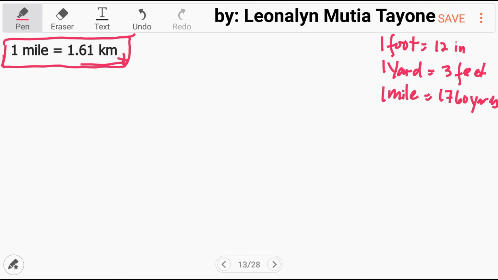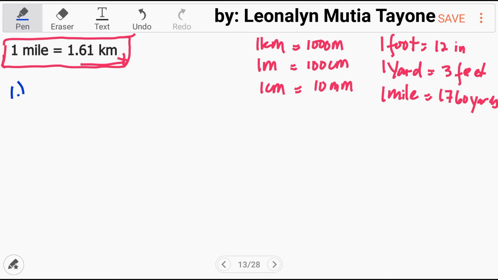Ang kanina na 1 kilometer, mas madali man yun. 1 kilometer is equals to 1,000 meters, and 1 meter is equals to 100 centimeters, at yung 1 centimeter is equals to 10 millimeters. So, kilometers, meters, centimeters, and millimeters, yan lang ang binanggit natin dito kasi mga commonly used yan sa measurement natin.